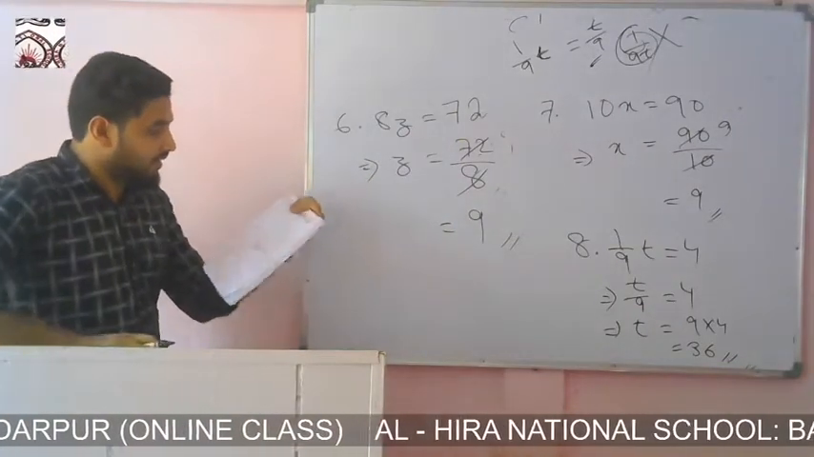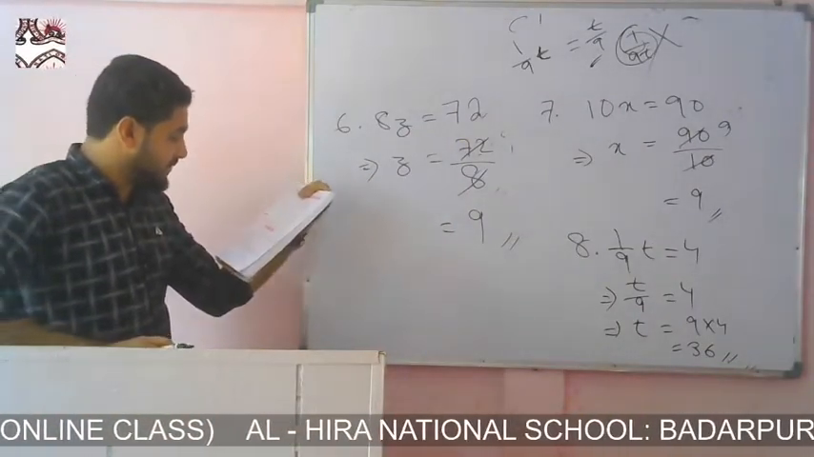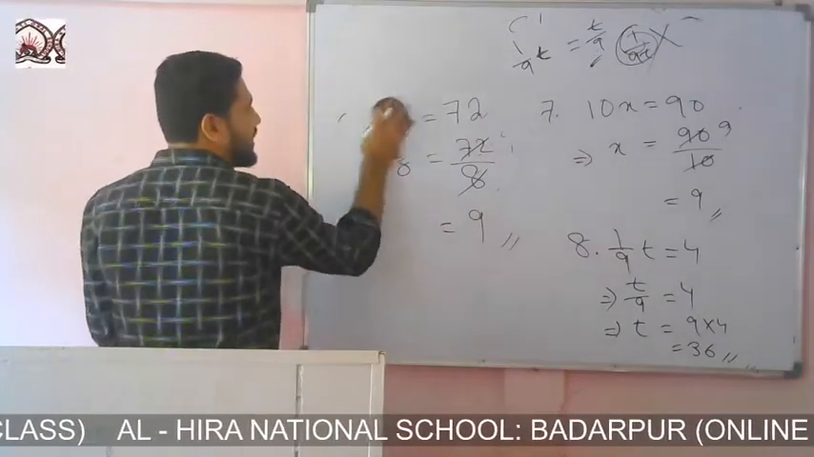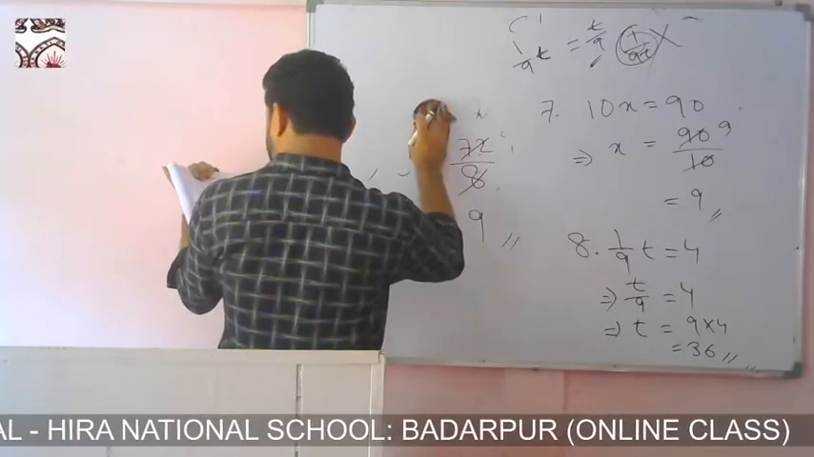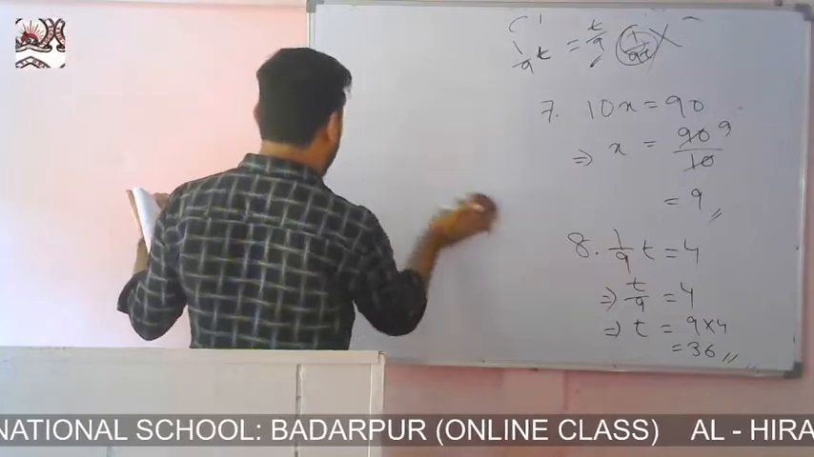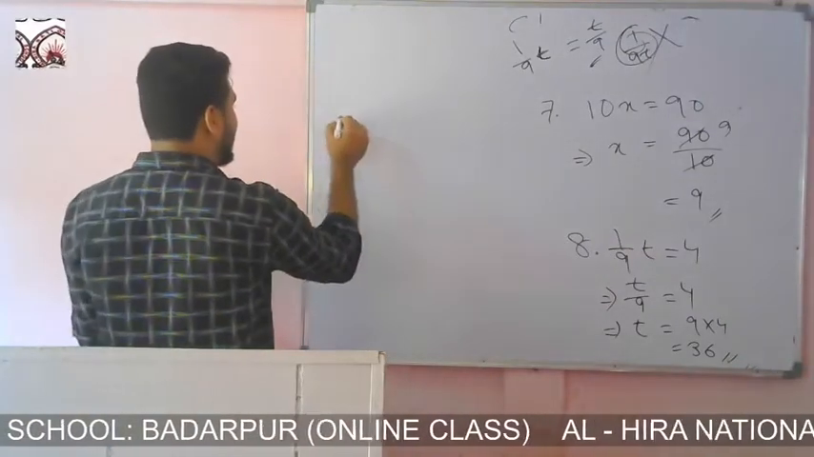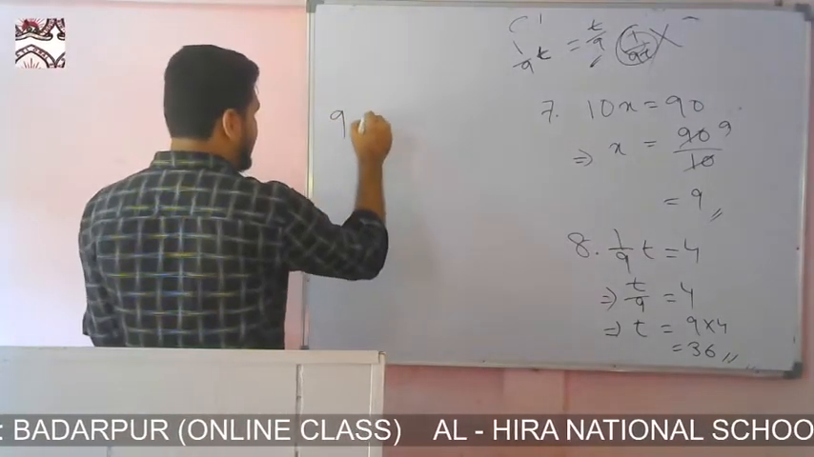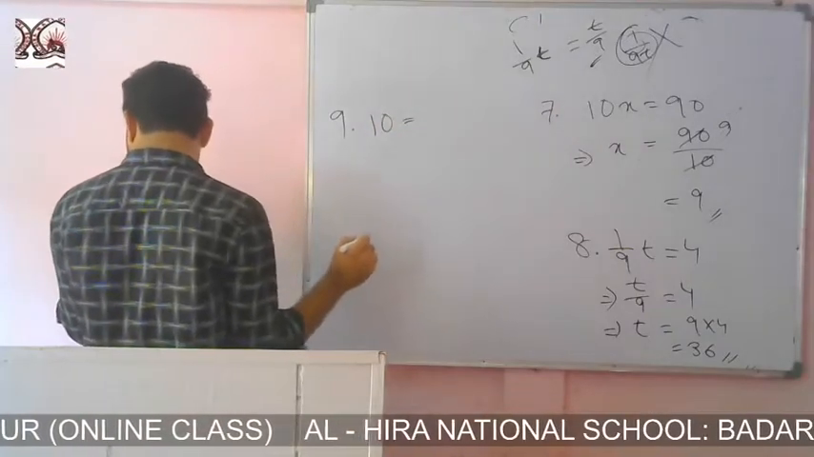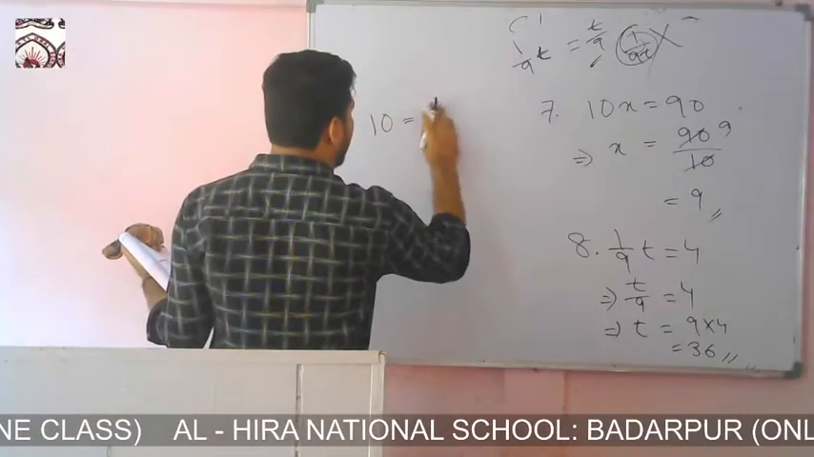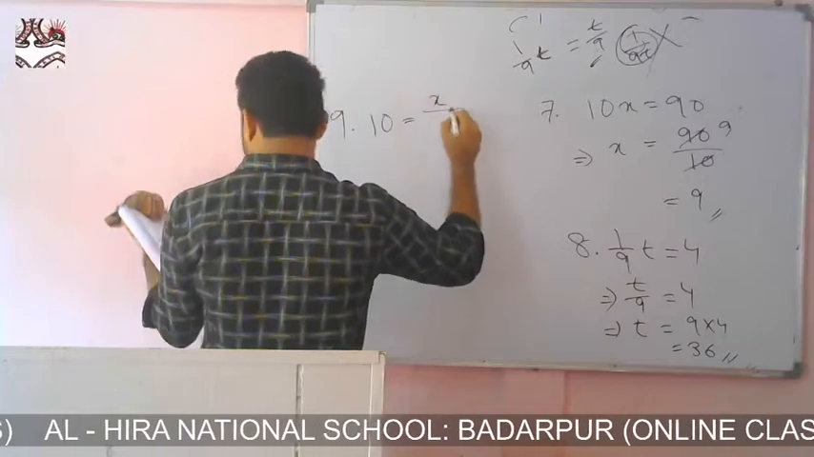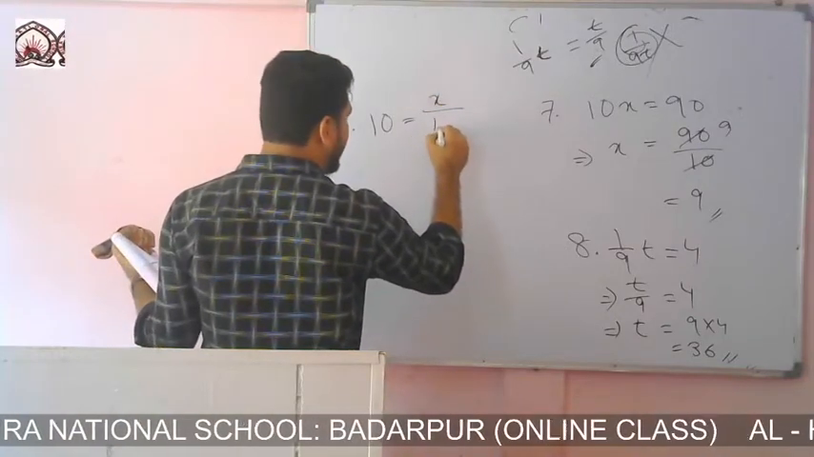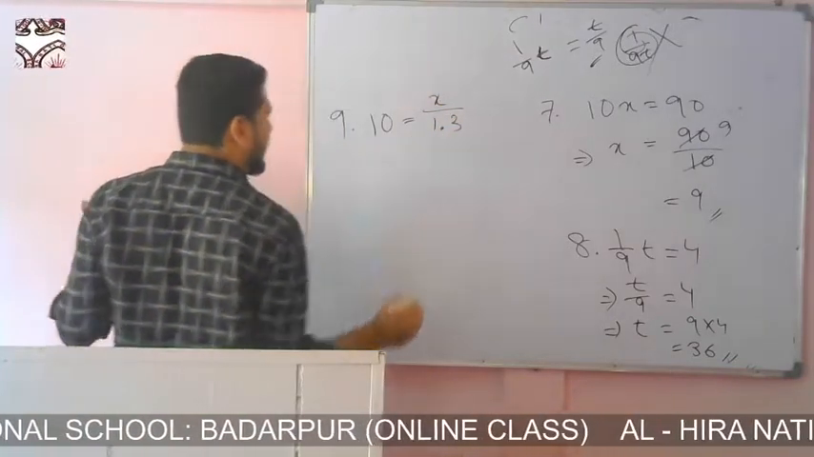Okay. Now come to question number 9. Sorry, question number 9. Okay. The question number 9 is, you see, 10 equals to x by 1.3. X by 1.3. Okay.